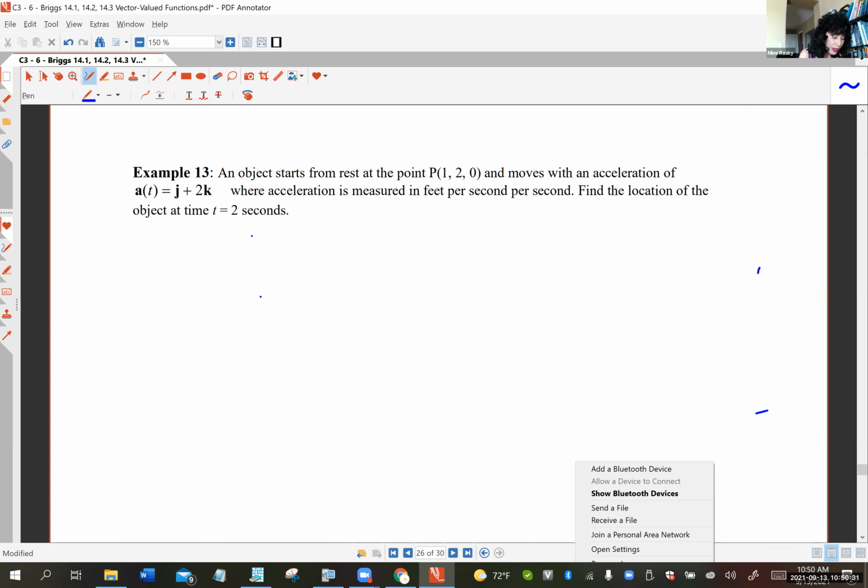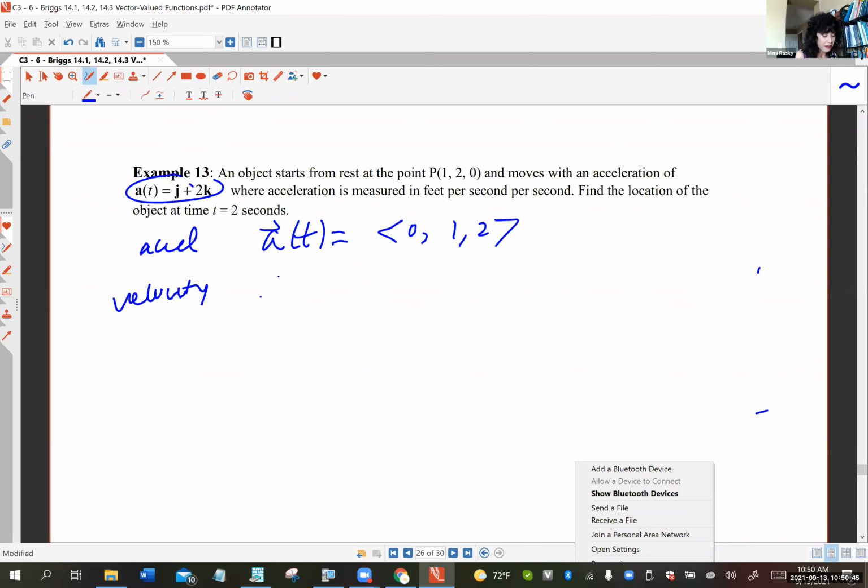So here they're telling us that the acceleration vector, and I'm going to write this in component form, just because you know me, I prefer component form. So there's the acceleration vector, fabulous. So now what? You want to get the velocity vector. We'll call that v of t, or you could call it r prime, same. And we need to integrate the acceleration vector so that we can get the velocity vector, okay?